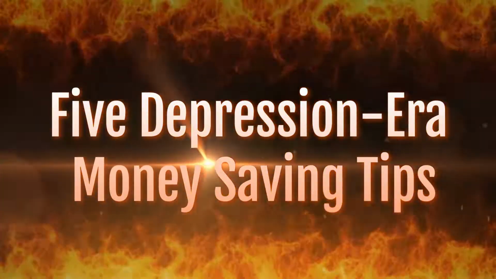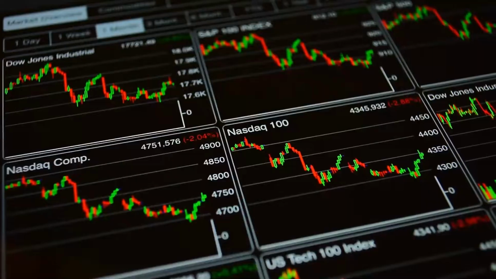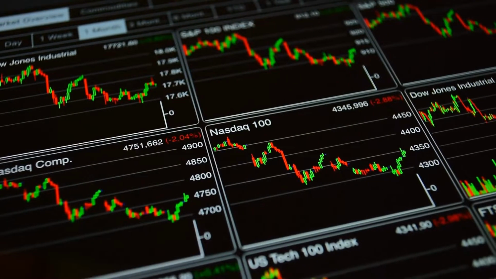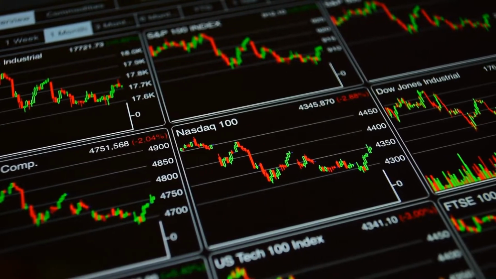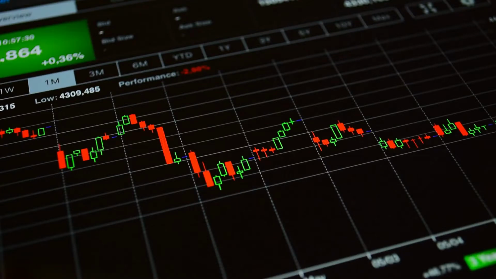5 Depression-era money-saving tips. Use money-saving tips from the Great Depression to help you live frugally when finances are tight. Plenty of lessons learned from the Depression apply today, regardless of whether the country is experiencing a recession or depression.